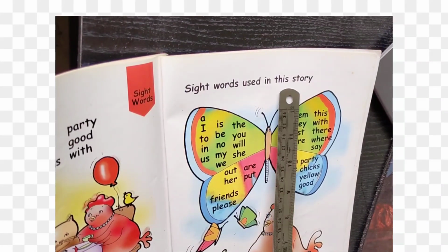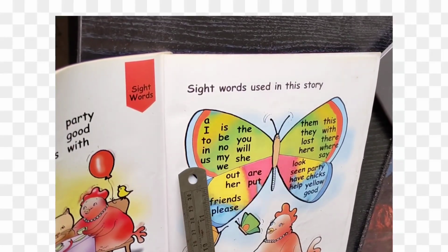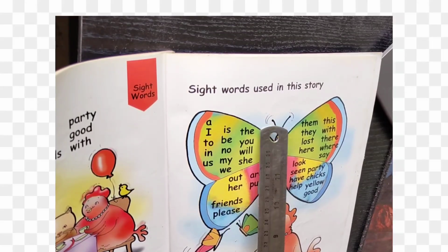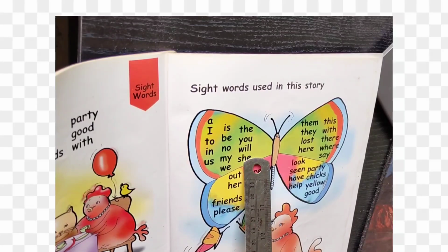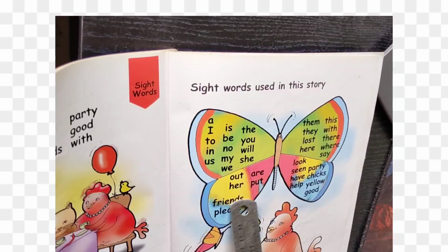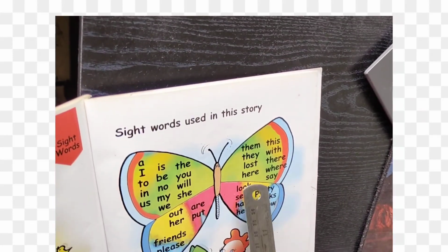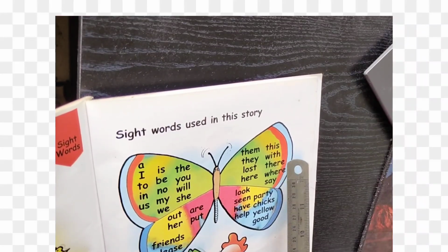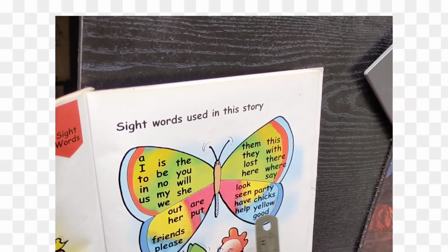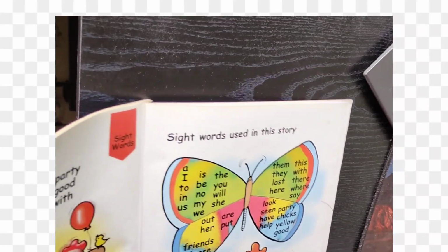Sight words used in this story: I, to, in, us, is, be, no, my, we, the, you, will, she, out, her, are, put, friends, please, them, they, lost, here, this, with, there, where, say, look, seen, have, help, party, chicks, yellow, good.